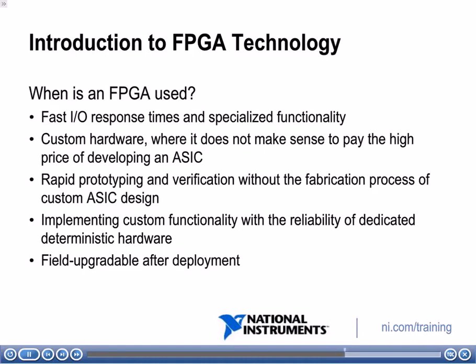You'll have to design the chip, then you have to send it off to a fabrication facility. And this could make sense if you're trying to create thousands of chips. However, sometimes you want to be able to rapidly prototype, and you want to be able to skip the fabrication process of an ASIC design. And that's where you can use an FPGA. In designing an FPGA, you're going to have much faster prototyping times because you don't have to go through the fabrication process. You'll also be able to implement custom functionality with the reliability of dedicated deterministic hardware.